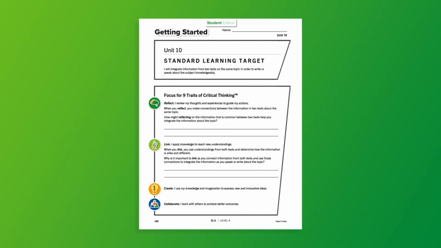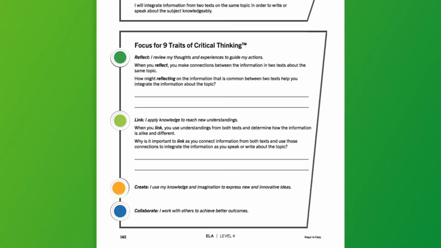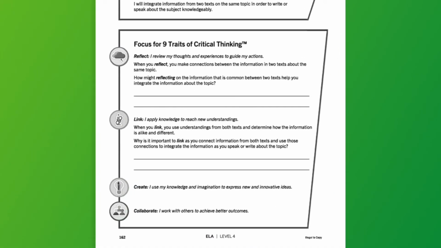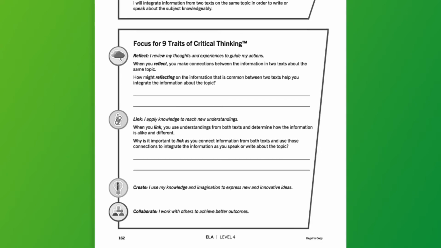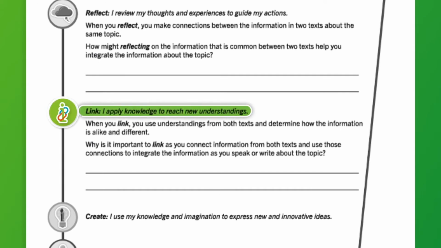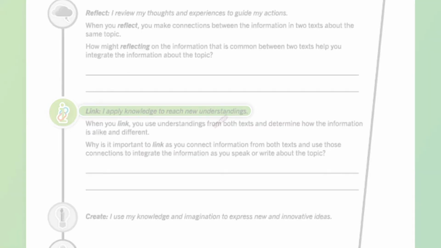The Student Edition provides students with measurable action-based behavior statements to help them recognize when they're thinking deeply and critically, and to connect their thinking behavior with the concept. You'll see these symbols throughout the units in both the Teacher Edition as well as the Student Edition when the trait is referenced. Noticed in the Student Edition, the behavior for link is explicitly described. When you link, you use understandings from both texts and determine how the information is alike and different.